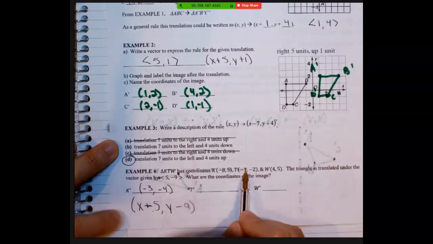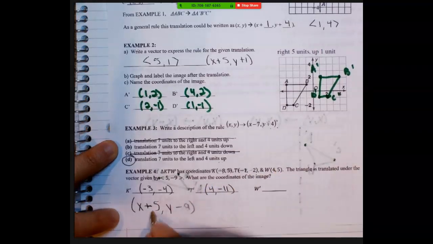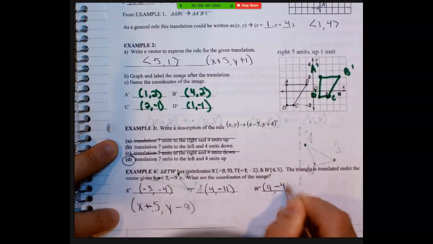Let's go here. Negative 1 plus 5 is 4. Negative 2 minus 9 is negative 11. 4 plus 5 is 9, and 5 minus 9 is a negative 4.